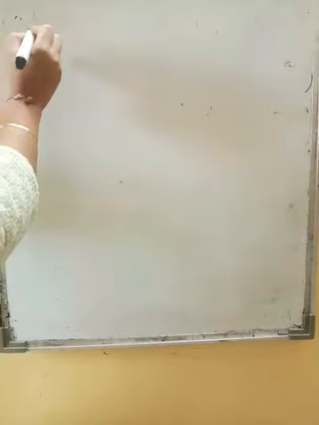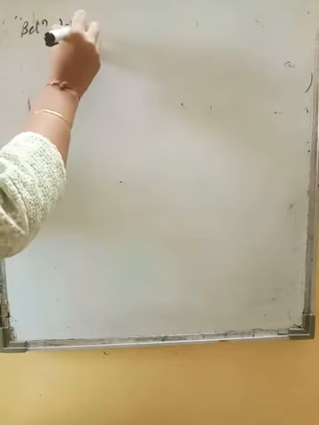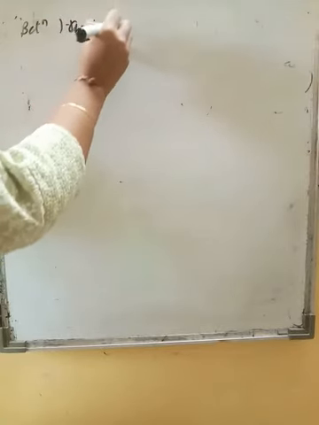Children, the numbers are between 1 to 40, divisible by 4. So the first number which is divisible by 4 will be 4. So between, 4, 8, 12, 16, 20.